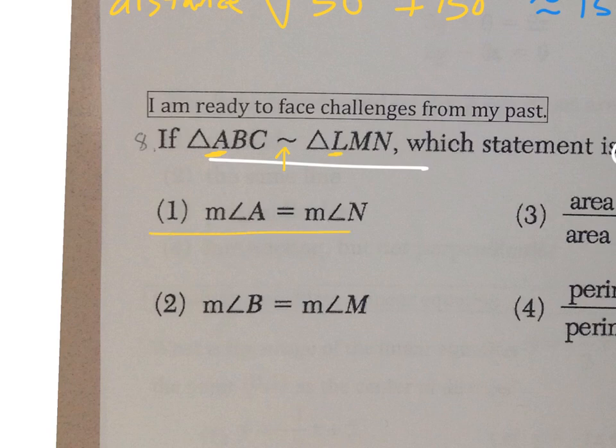So right off the bat, I'm thinking it's probably that one there. A should be the same as L. Well, let's see what the rest looks like. It should be that B is the same as M. That's true. We're looking for the one that's not true.